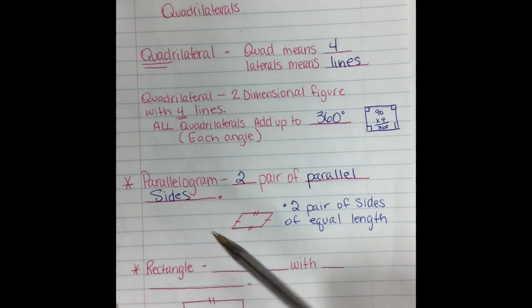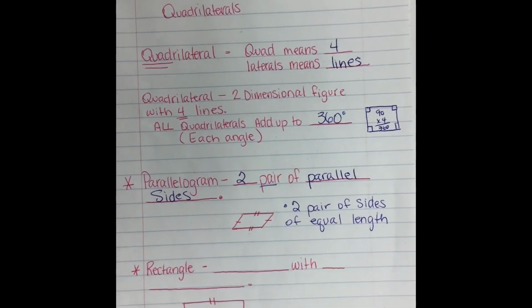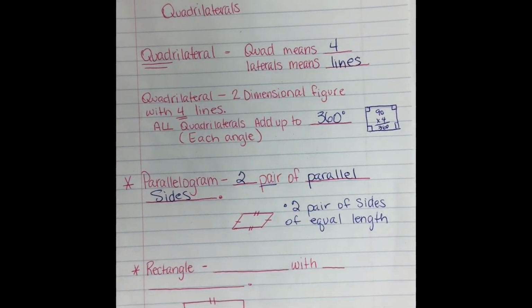One pair of parallel lines, two pair of parallel lines. Okay? We don't say four parallel lines. You have to use the word pair, because you need two lines to make parallel.